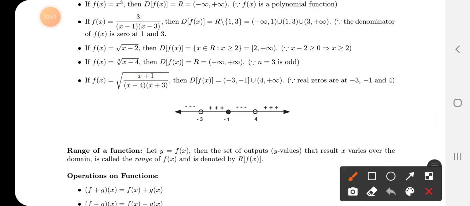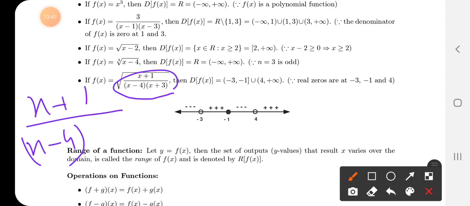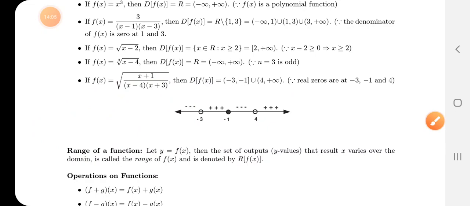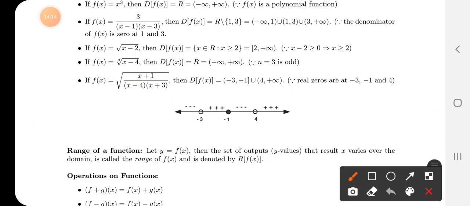Why? Because we are solving this rational inequality, and since here we have greater than or equal to 0, we have to choose only the positive ones, this part and this part. So my answer will be this part union this part. But why is minus 3 open, not included, but minus 1 is included? Because the point from the denominator can never be 0. So 4 and minus 3 are from the denominator, that's why they are open, not included. But the one which is from the numerator is included.